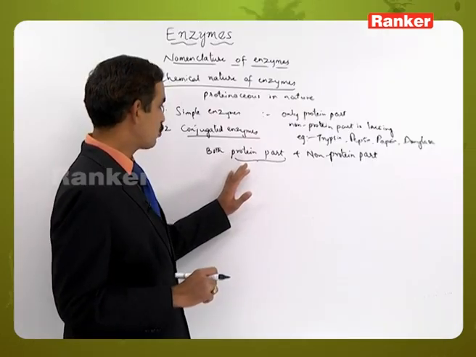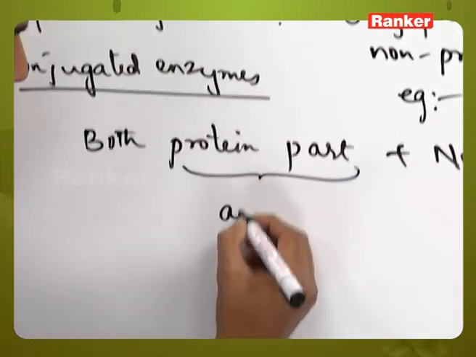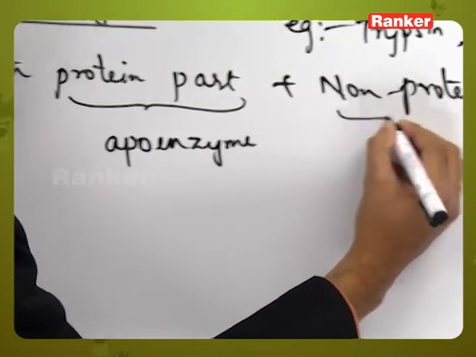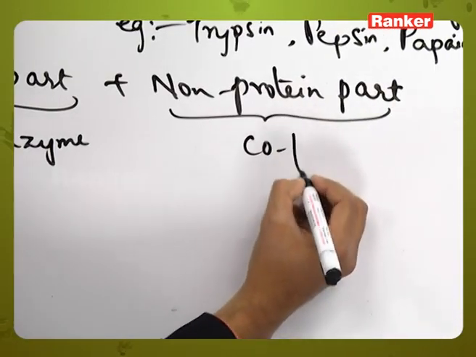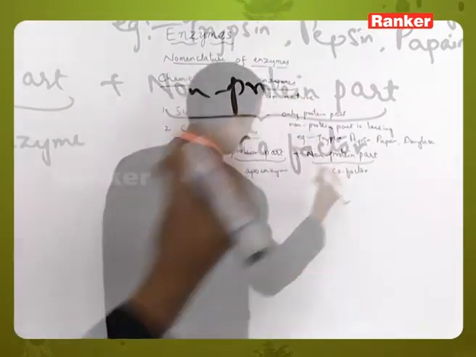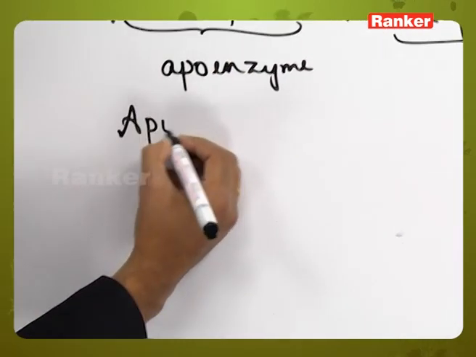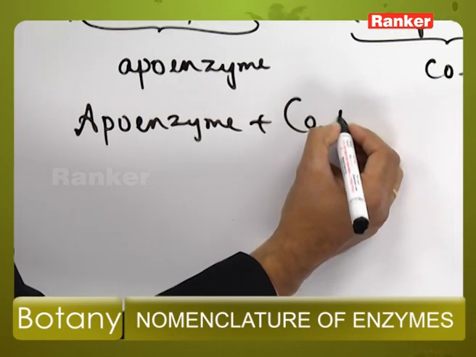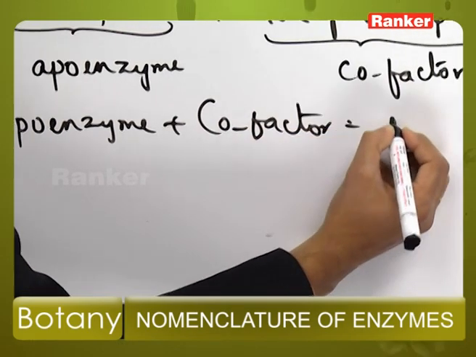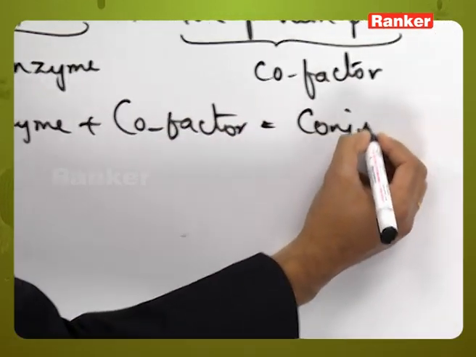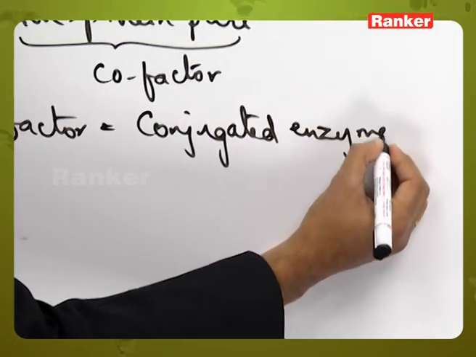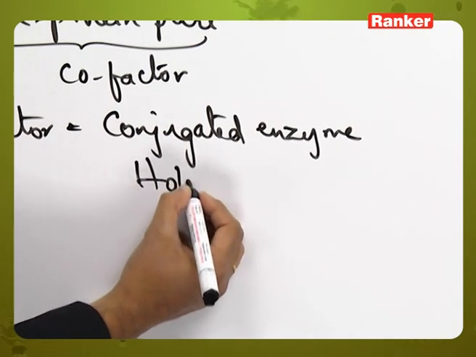Out of these two parts, the protein part is called the apoenzyme and the non-protein part is called the cofactor. So a conjugated enzyme means apoenzyme plus cofactor is equal to a conjugated enzyme. This is otherwise also called the holoenzyme.